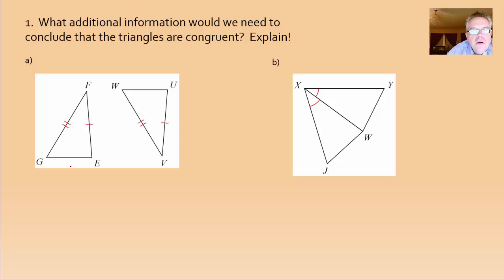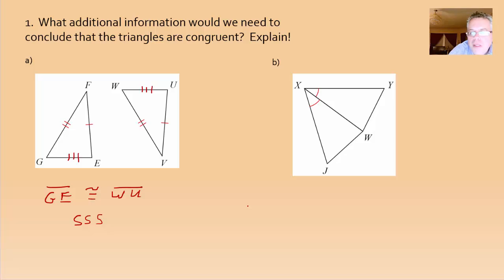I think after we do a few of these, you'll get a feel for what we're looking for. On this first one, we're given that FE is congruent to VU, and FG is congruent to VW. What else would we need? One thing that would help is if the third pair of sides were congruent. Then the triangles would be congruent by side, side, side. So I'm going to say we would want to know that GE is congruent to WU.